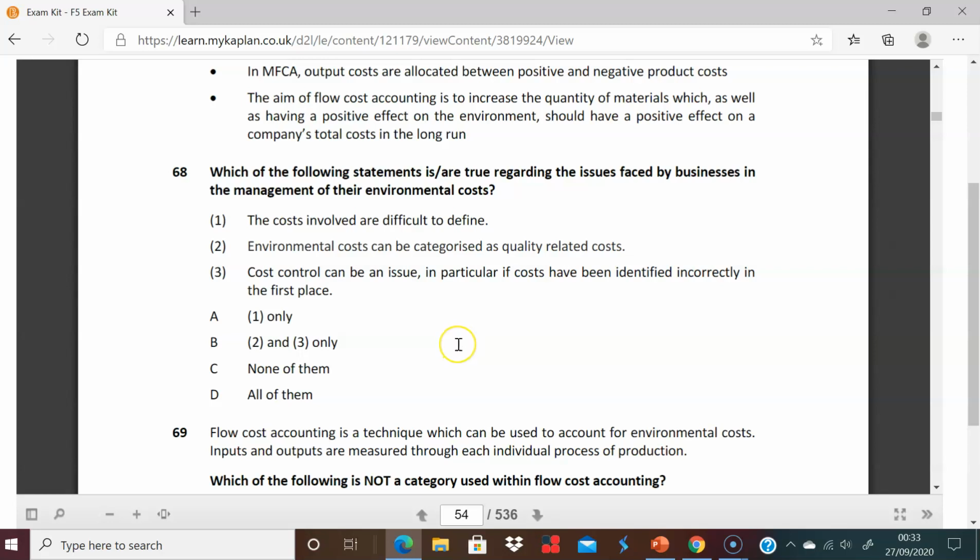Right, again, what are we talking about here? Which of the following regarding issues? This is just a standard question. You can almost analyze it. It's always difficult to define environmental costs, so that's correct. Environmental costs can be categorized as quality-related costs. Yes, that's really endpoint costs. Cost control can be an issue, of course. So definitely all of these are very much true. If we can't identify costs correctly at the beginning, it becomes true. So all three are correct. So the answer here for 68 is D.